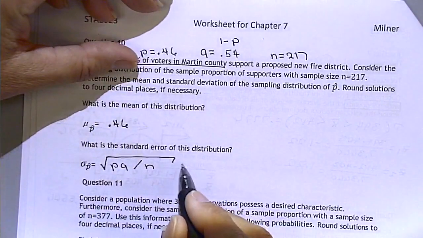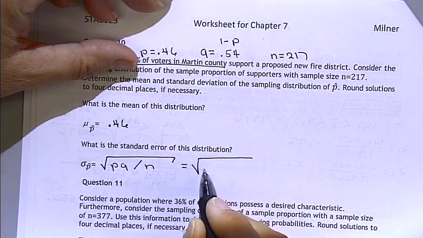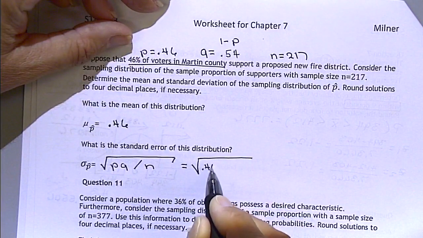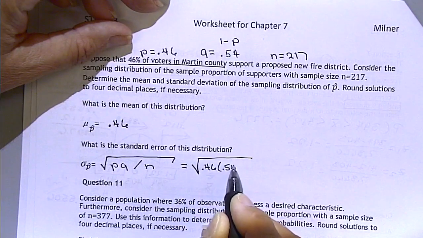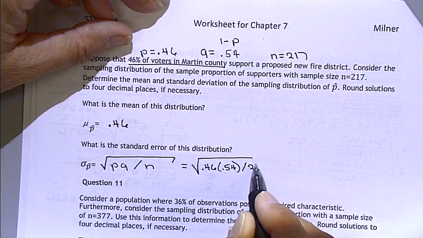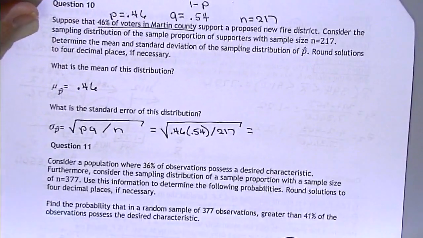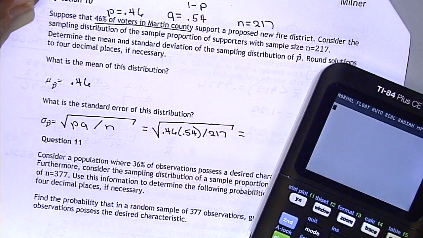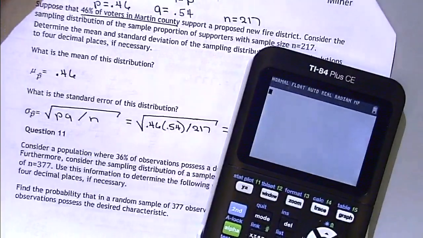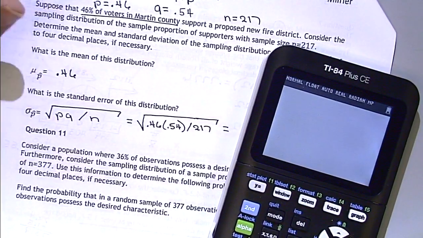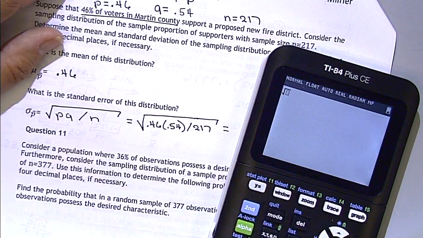So this is easy. Square root of 0.46 times 0.54 divided by sample size of 217. Okay, this is not hard. It might just be cumbersome as far as your calculator goes. You may have to use parentheses to make sure all of that stays under the radical. For mine, I just go 0.46 times 0.54 divided by 217, and it needs to all be under the radical. And some of you are going to have to close that parentheses off, okay?